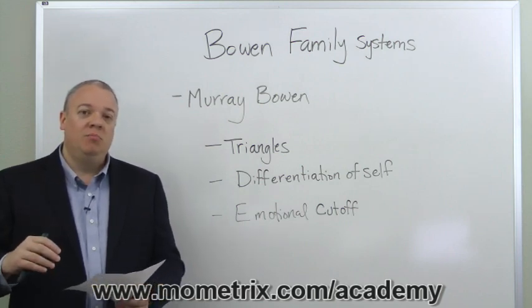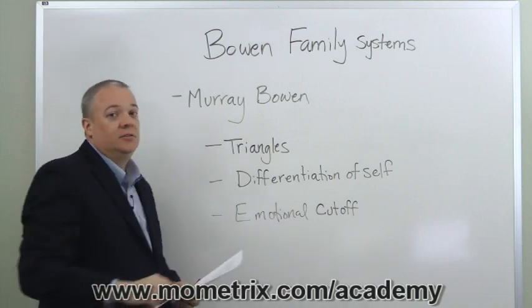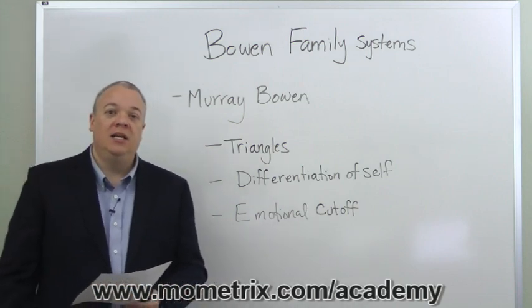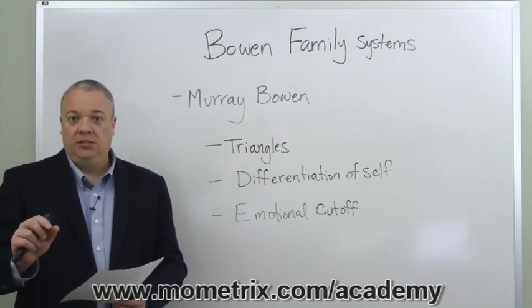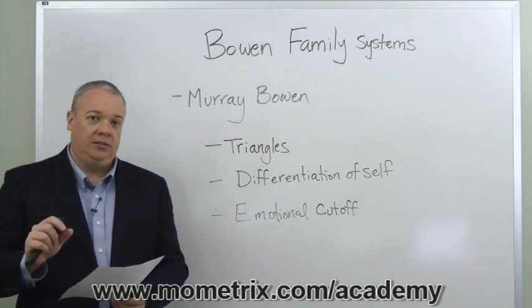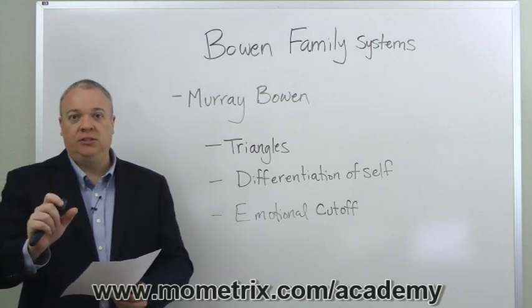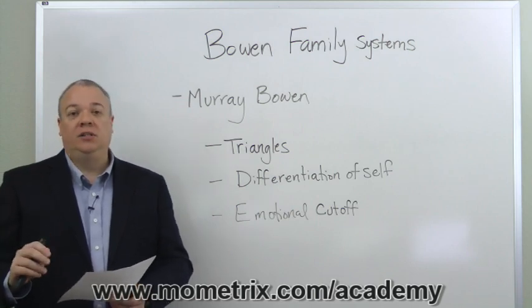Some of his most important characteristics from this family theory include ideas such as triangles. Under this idea, he said that in most relationships you'll have two people coming together, perhaps a mother and a father. If there is conflict or stress between the mother and father in that relationship, they will move to incorporate a third member to deal with the stress.